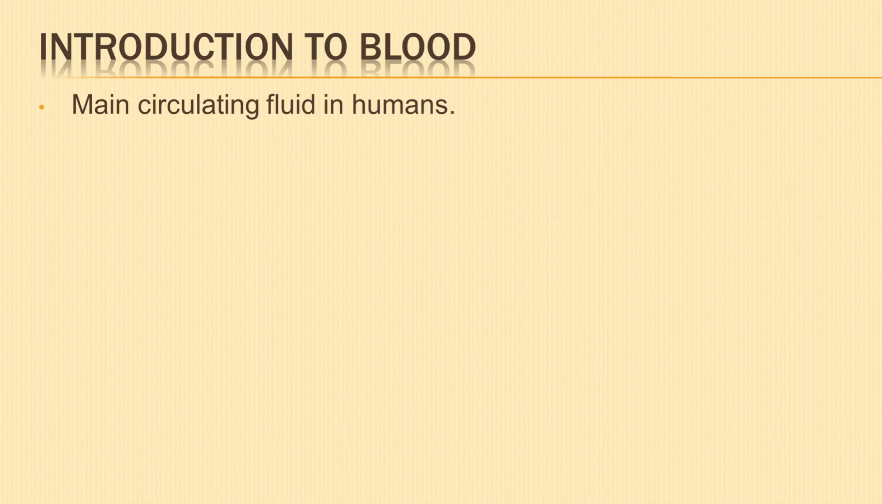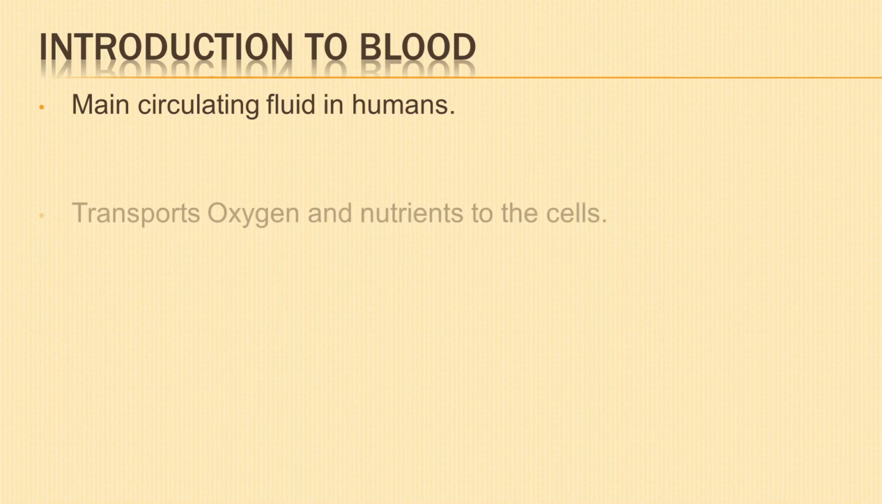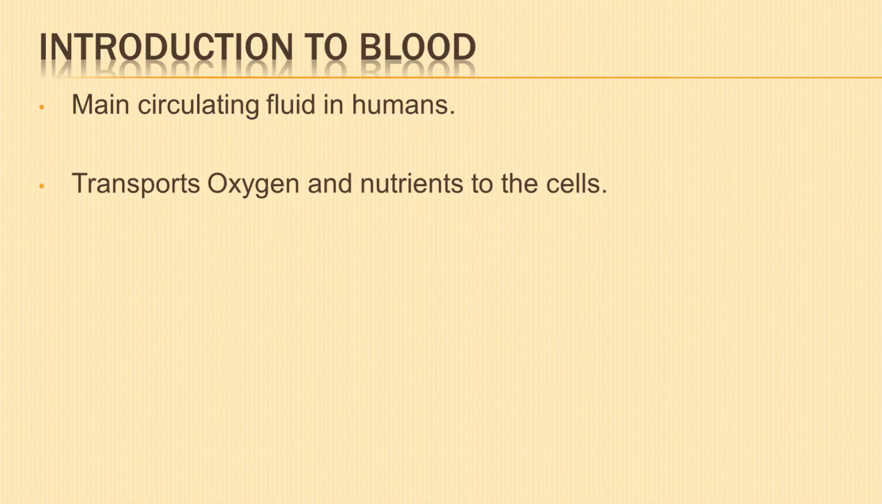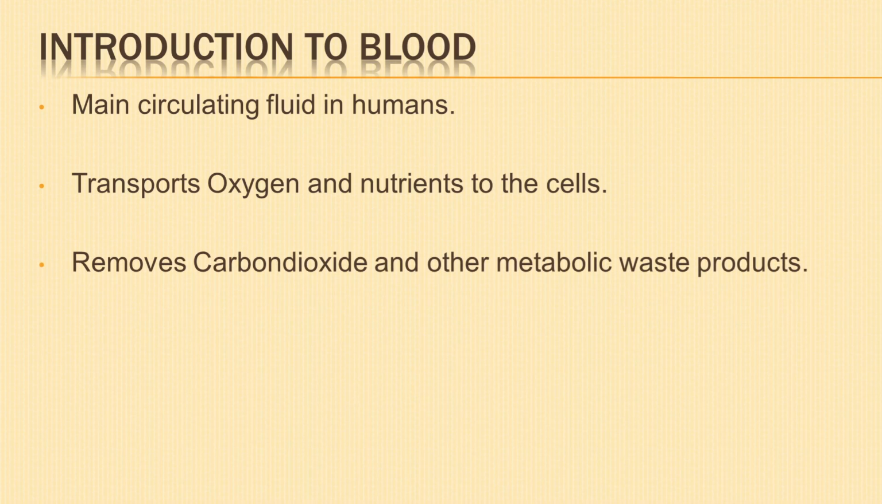Let us start with blood, which is called the river of life that flows through the body. Blood is the main circulating fluid in human beings that transports oxygen and nutrients to the cells and carries away or removes carbon dioxide and other metabolic waste products. Study of blood is called hematology.